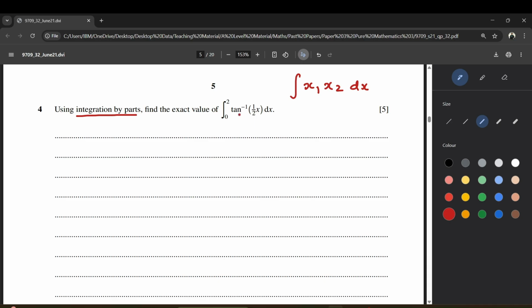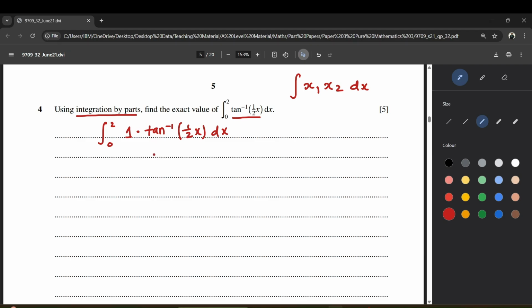If you look over here, tan inverse of half x, this is one single function. So how can I apply integration by parts? I just have to modify the question a little bit so that I am able to use this technique. What I can do here is I can say that we have 1 times tan inverse 1 upon 2x with respect to x. Okay, now here we have two different functions.